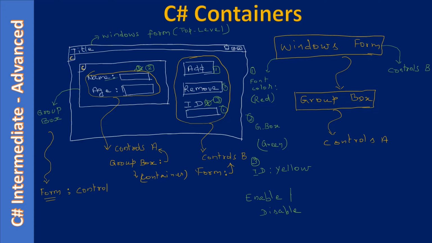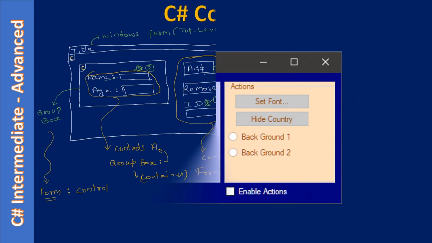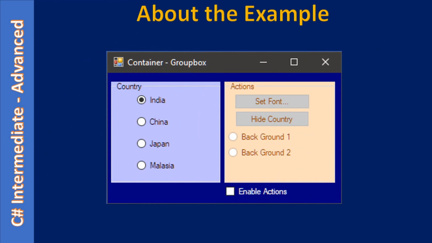So this slide is from the previous video. Now let us talk about the example. Here, if you see, this is the top level container which contains container 1, GroupBox 1, container 2, one more GroupBox, and then it has a checkbox also. Inside the GroupBox, we have four radio buttons. Then there is one more GroupBox here with two command buttons and two radio buttons.